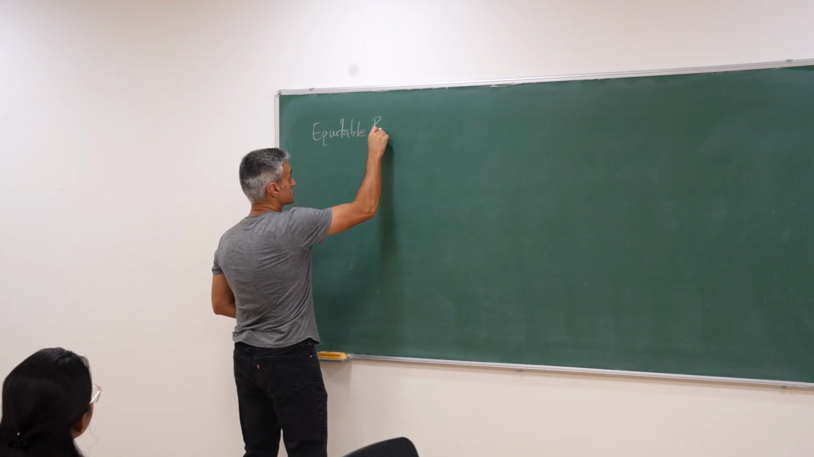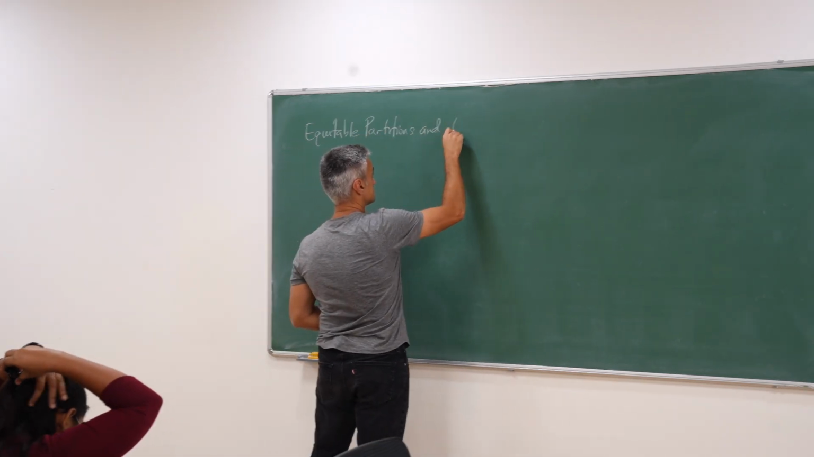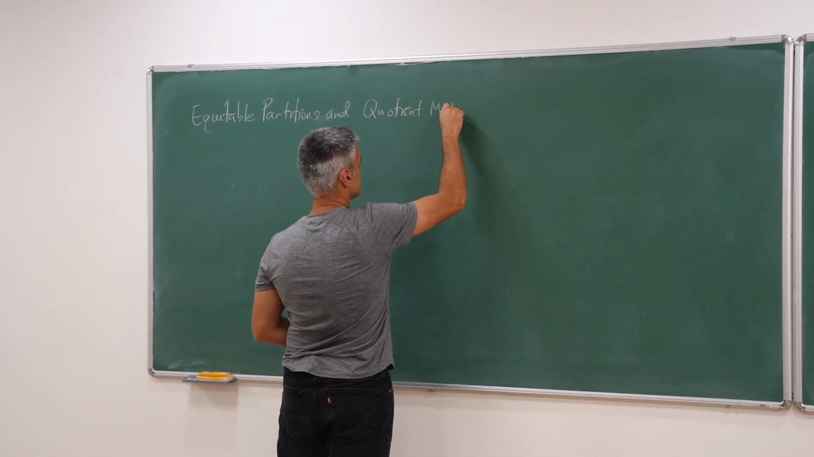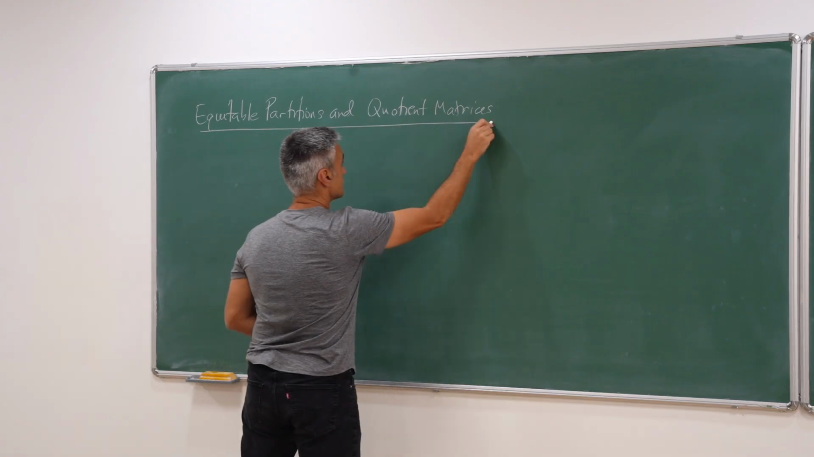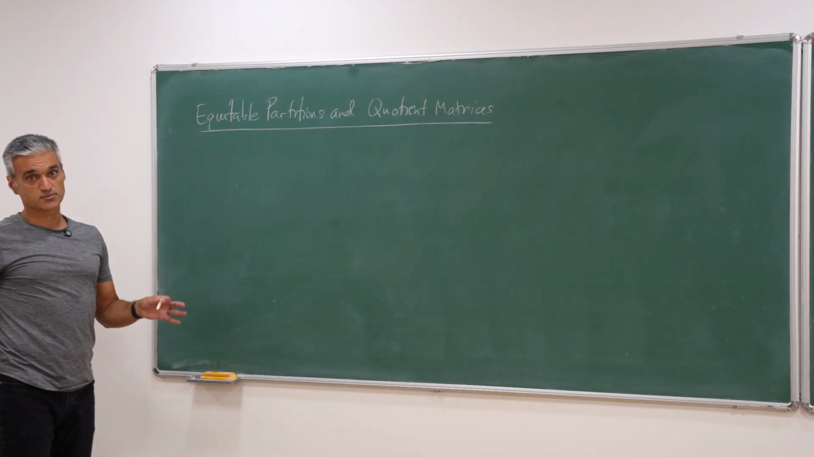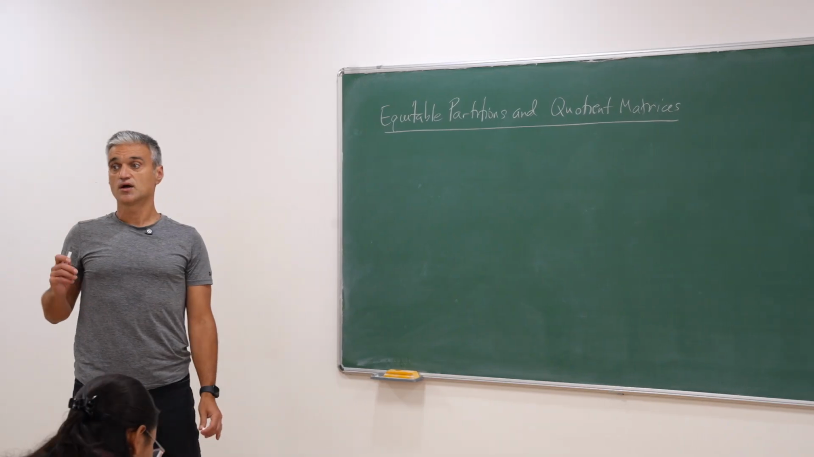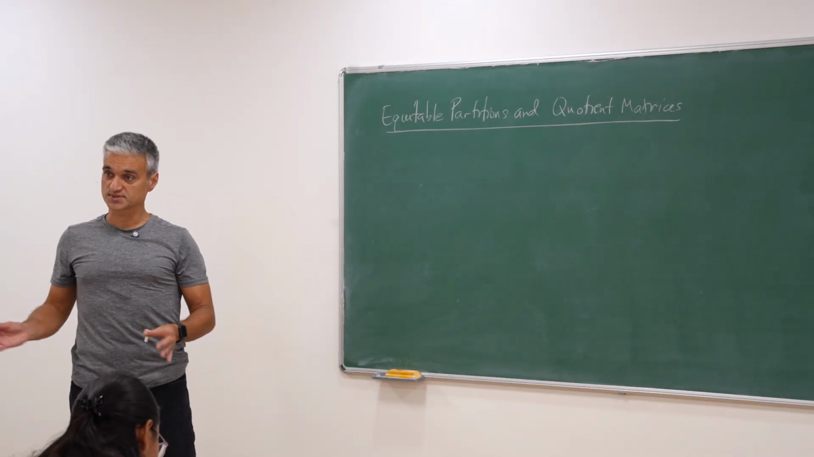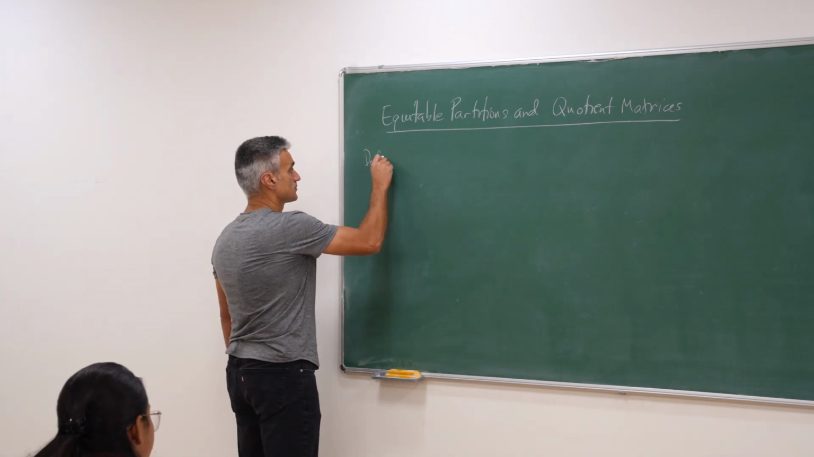So I'll start with the first topic, equitable partitions and quotient matrices. I'll give you first a definition that may seem a little bit out of the blue, but then I'll do some examples and we'll proceed towards the main result for this part. So, definition.